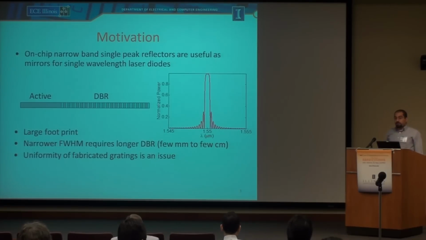The uniformity usually becomes an issue because you have to keep the period fixed, otherwise this reflection peak becomes wider. The other problem that I mentioned is the noise in the laser output that you will get because of these side lobes in the reflection. They will cause side modes in the laser.